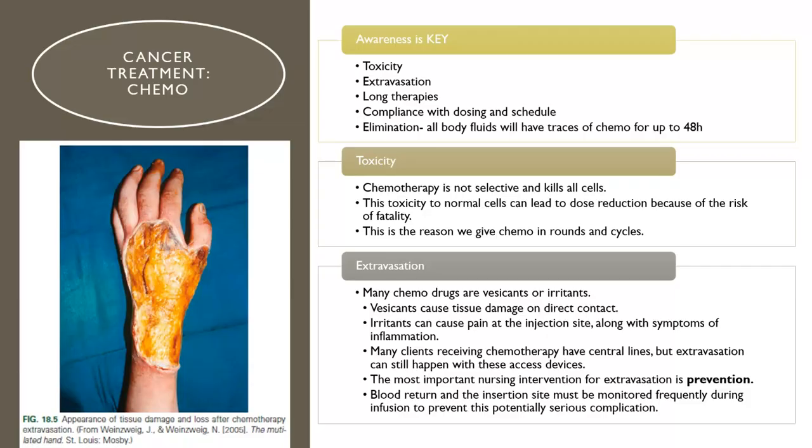Extravasation. Many chemo drugs are vesicants or irritants. Vesicants cause tissue damage on direct contact. Irritants can cause pain at the injection site along with symptoms of inflammation. Many clients receiving chemo have central lines, but extravasation can still happen with these access devices. The most important nursing intervention for extravasation is prevention. Blood return in the insertion site must be monitored frequently during infusion to prevent this potentially serious complication.